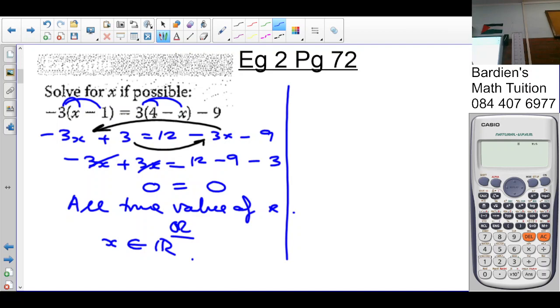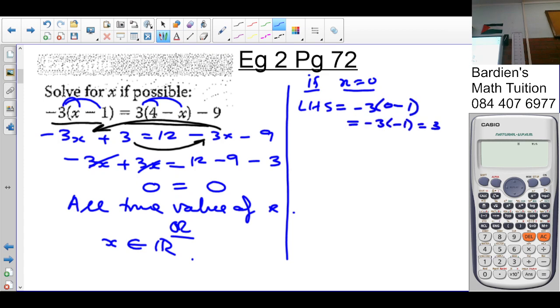You guys give me a value for x. 0, nice. So if x is equal to 0, let's go with the left hand side of the equal sign. I'm going with the original equation, okay? That being the left hand side, that being the right hand side. So you get negative 3 into 0 minus 1, which basically gives us negative 3 times negative 1, which is 3.